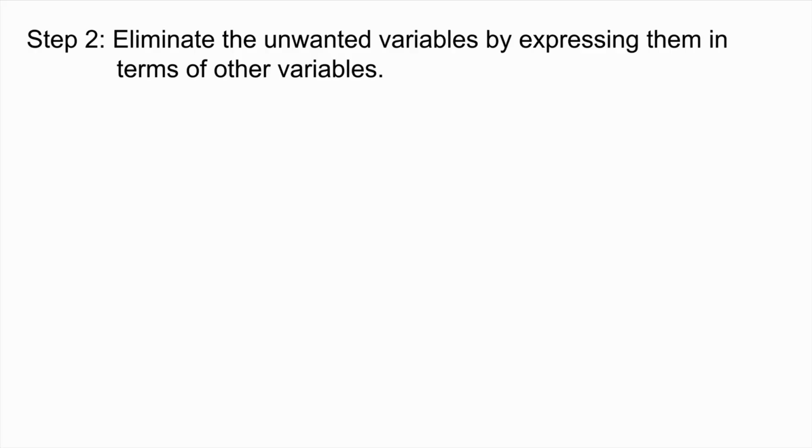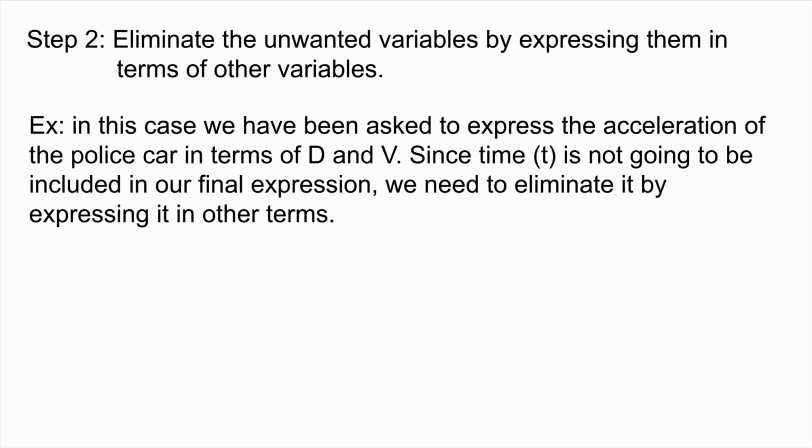The next thing we want to do is eliminate the unwanted variables by expressing them in terms of other variables. We're told to express the acceleration of the police car in terms of d and v. So I should end up with just a, d, and v in my expression, and I can't have t. Before, I had t in both equations, for the car traveling at constant speed and the one that's accelerating. So I've got to eliminate those, and here's how I'm going to do that: I'm going to express time in terms of these other variables.